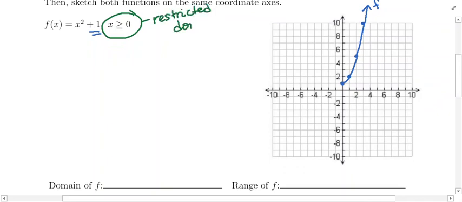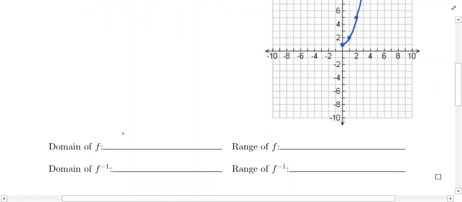This is something called a restricted domain. The domain is supposed to be all real numbers, but in order for this function to have an inverse, the parabola can only exist over x values 0 or bigger. So the domain is going to be from 0 included to infinity.